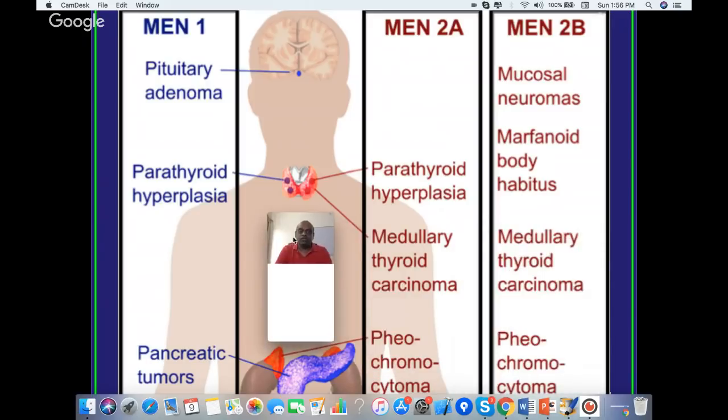So, see doctor, P pituitary, central organ, P parathyroid, central organ, P pancreas, central organ. So Zollinger Ellison is a part of MEN1. All the three are central structures. Once more, parathyroid hyperplasia, medullary thyroid cancer, and pheo is what you see in MEN2A. Then you have mucosal neuromas, marfanoid body habitus, medullary thyroid cancer, and pheo in MEN2B.